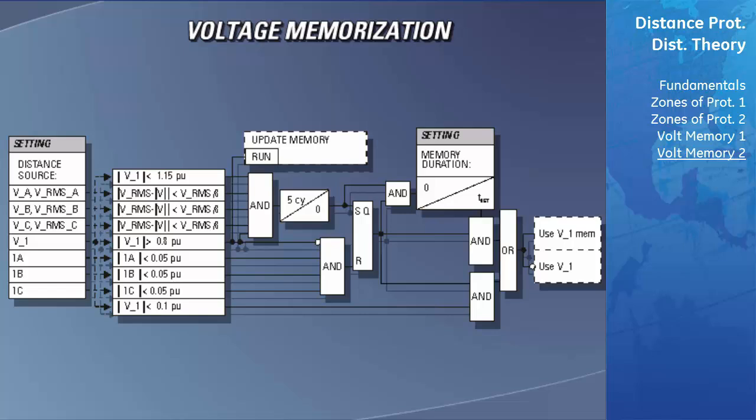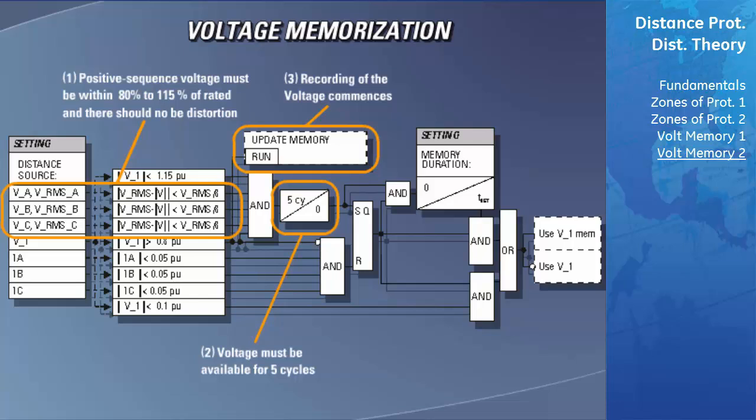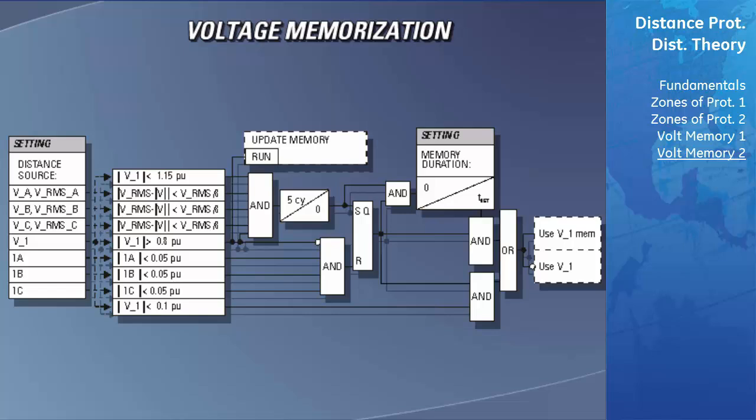In order for the D60 to begin recording, the positive sequence voltage must be between 80 and 115% of the nominal voltage level. The D60 also verifies that this voltage signal is not distorted in any way before it starts recording. Next, the non-distorted voltage must be available for 5 cycles before recording will begin. Finally, once the 5-cycle criterion is established, the memory is continuously updated with the latest voltage data. Once a 3-phase fault occurs, the positive sequence voltage will drop to below 80% of the rated voltage, and the voltage memory circuit will operate in the following manner.